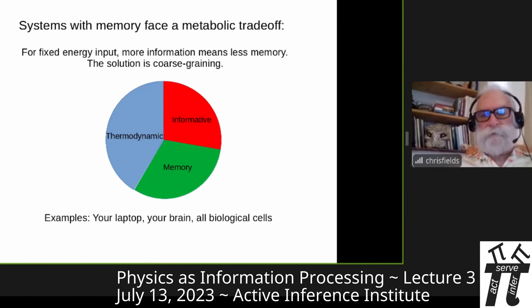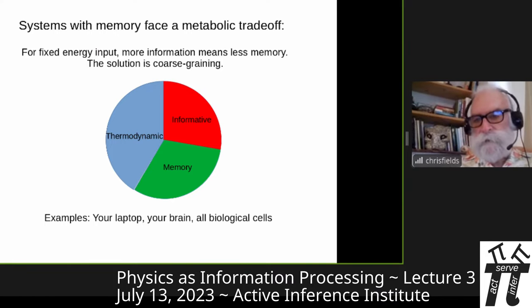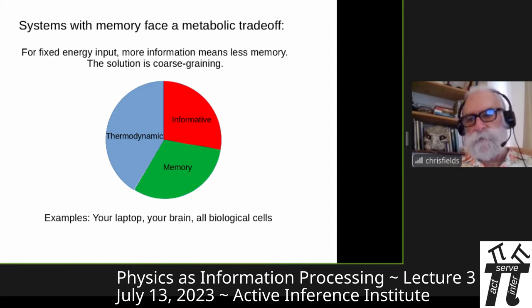So if you have a structure like this, you face a metabolic trade-off. For a fixed amount of energy that you can extract from the environment, you can allocate it either into learning more about the environment or remembering more about what you learned before. And so any system has to make this decision about how they're going to use energy. Are they going to devote it to learning more or remembering more? And your laptop makes that decision. Memory is cheap for your laptop. Your brain makes that decision. Memory is much more expensive for your brain. And all cells have to make that decision. And the universal solution to this trade-off is coarse-graining memory, i.e. remembering things in less detail than you saw them in the beginning.